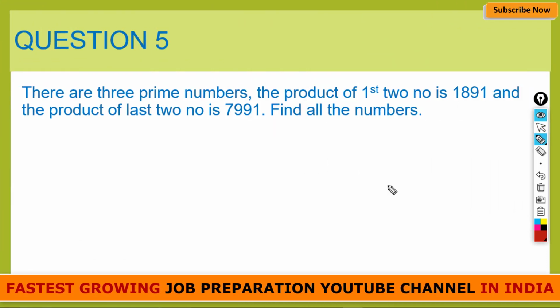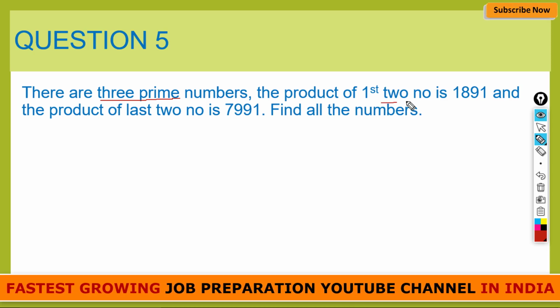So here is our question number 5. The question says there are 3 prime numbers. The product of the first 2 numbers is 1891 and the product of the last 2 numbers is 7991. So we have to find all the 3 numbers. So here we have to notice that all the 3 numbers are prime. That means each will be divisible only by itself or by 1.